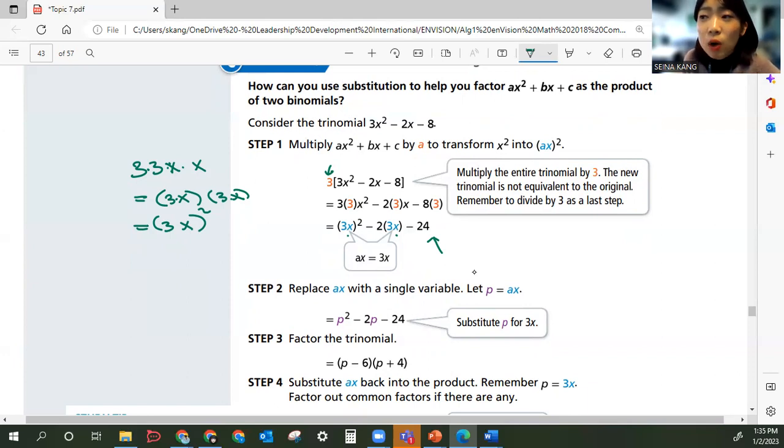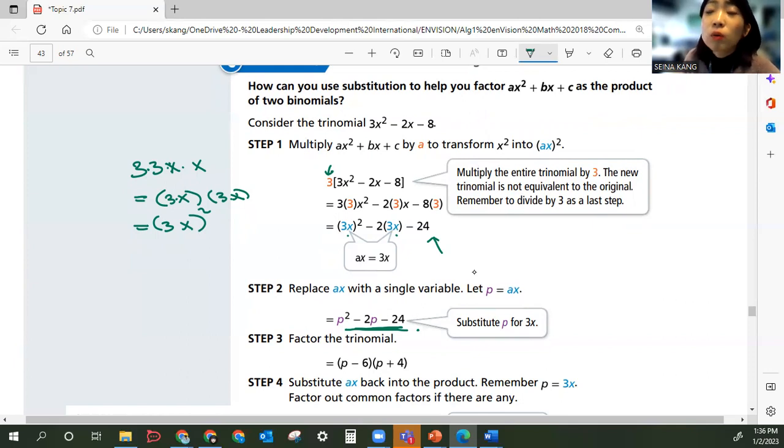We looked at this form in the last lesson, so you should know how to factor this form. So you're going to factor the trinomial. Think about the factors of negative 24 that add up to negative 2, okay? Which should be negative 6 and 4. Negative 6 times 4 is negative 24. Negative 6 plus 4 is negative 2, okay? So factor the trinomial.